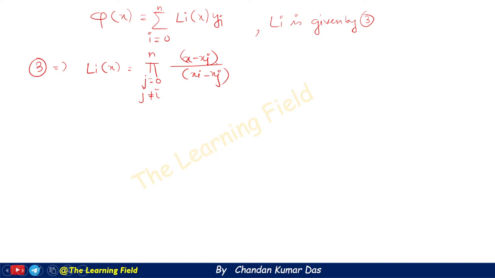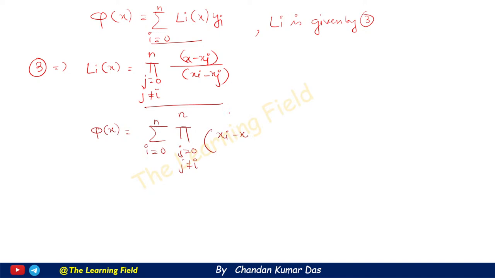Therefore, in this product and summation notation, phi(x) can be written as follows. We put the values of Li in the above formula. So phi(x) is equal to the summation, i equal to 0 to n, of the product over j equal to 0, j not equal to i, to n, of (x minus xj) divided by (xi minus xj), into yi. Okay, so we can write it in this form.